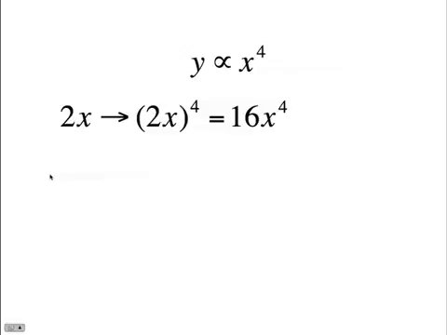Here's another example that we'll encounter in astronomy. Y is proportional to x to the 4th. If we double x, how much does y increase? Well, doubling x means that 2 is raised to an exponent of 4. So the factor is 2 to the 4th power, or 16. So this means that doubling x results in an increase in y of a factor of 16.